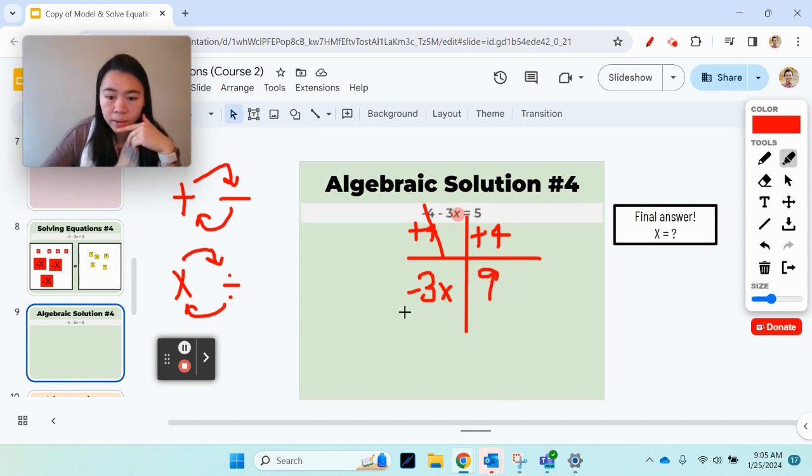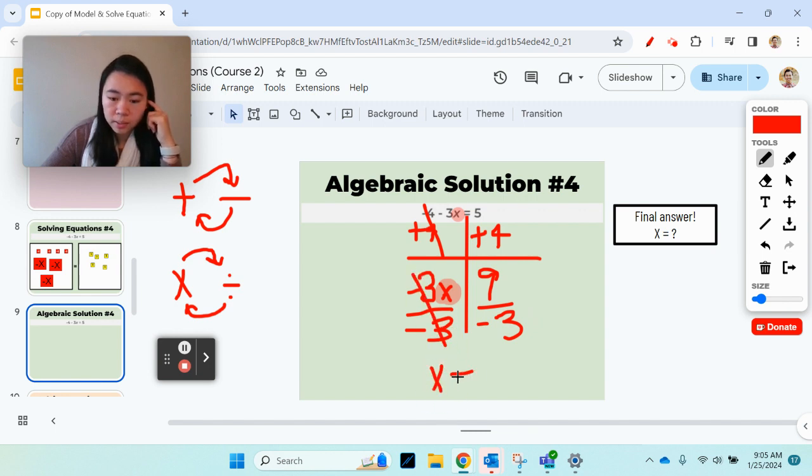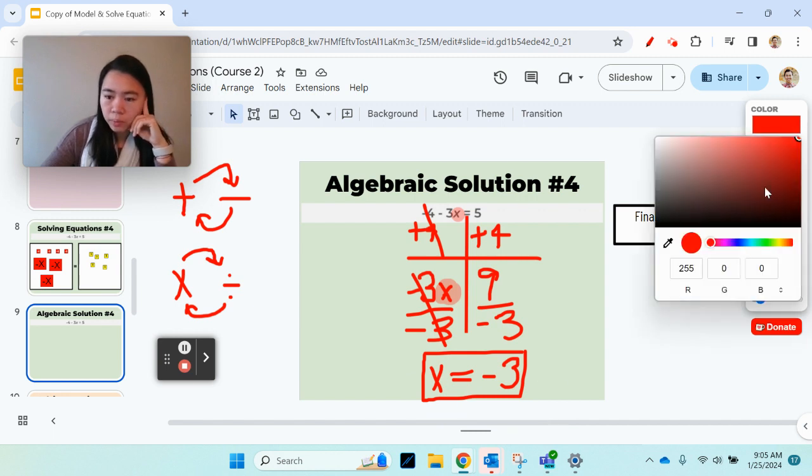Okay. Now we need to get rid of this -3. This is multiplication, so we're going to divide by -3. -3 divided by -3 is 1x. And 9 divided by -3 is -3. Okay, there we go. Plug that in right here. And then we can check our work.